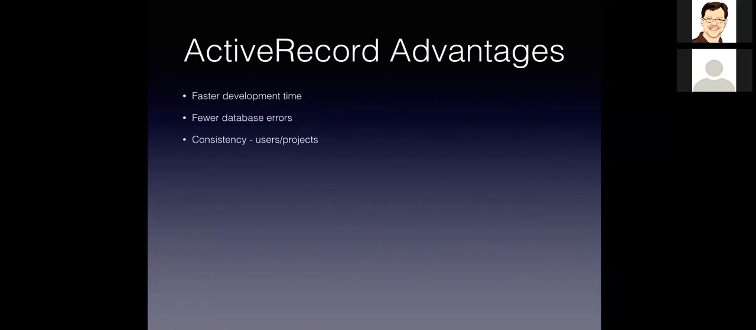Another big advantage is consistency, amongst users and projects. We're working on a project right now where three of us have been working on it, and since we're all using ActiveRecord, there's really only a limited number of ways that any of us are going to use it, so we know exactly what to look for. If we've got a list form, we know that this might be an issue or that might be an issue. And project-wise, same thing.